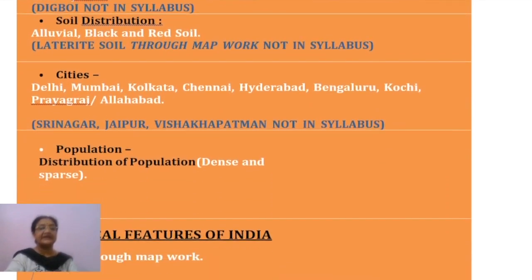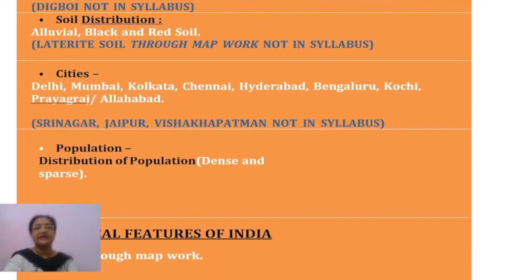Regarding cities: Delhi, Mumbai, Kolkata, Chennai, Hyderabad, Bengaluru, Kochi, Prayagraj and Allahabad. Prayagraj or Allahabad, you can say, the same name is there. So you will have to practice all these except the three which are given just after that. Srinagar is not there this time, Jaipur is not there, and Visakhapatnam is not there. Okay, rest all you have to practice.